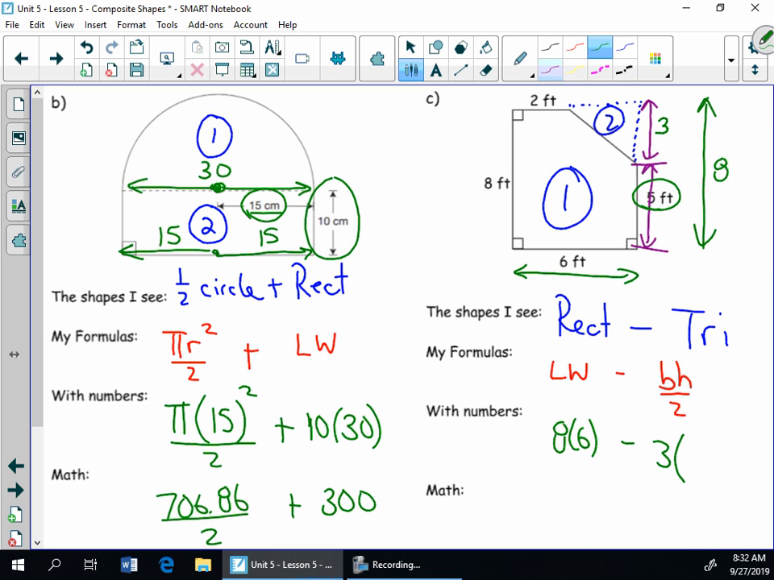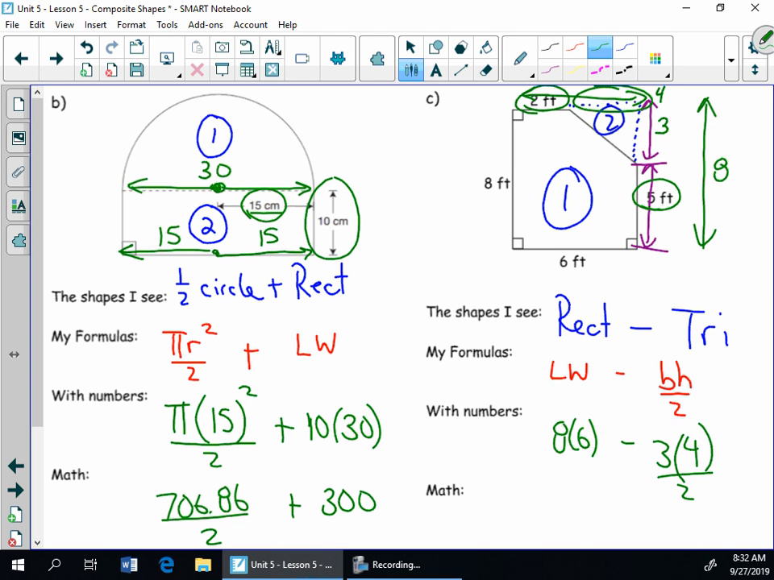Okay. Similarly, if I know the whole bottom is 6, and I've said the top is 2 on that left-hand side there, how much is left for this piece? Well, 6 minus 2 makes this 4. So there's my base and my height divided by 2.